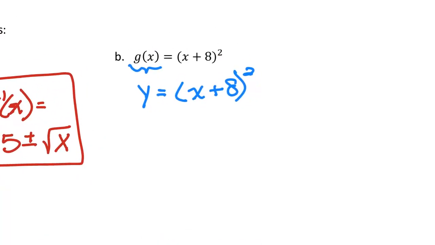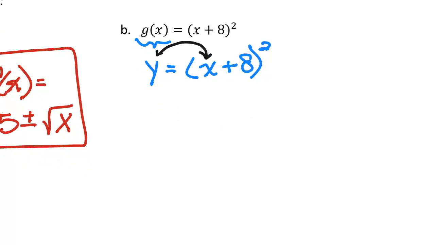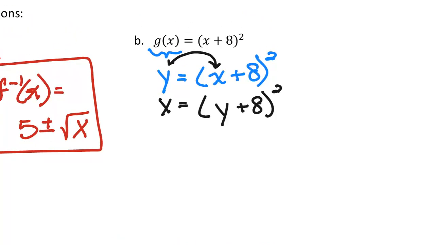So as we are finding inverses, we need to swap out the x with the y. So I'm going to make this x equals parentheses y plus 8 parentheses squared. All right, so I've swapped out my x and my y. I need to get y by itself. Now, I've got those parentheses there, and that says I have to keep the y plus 8 together for now.